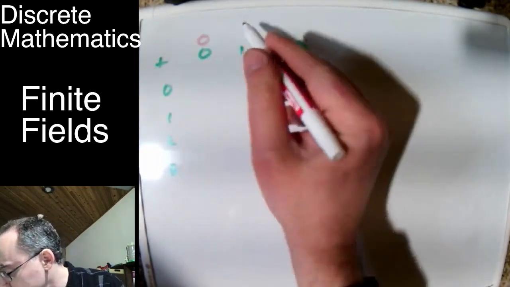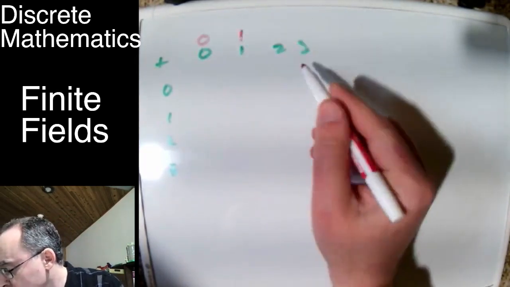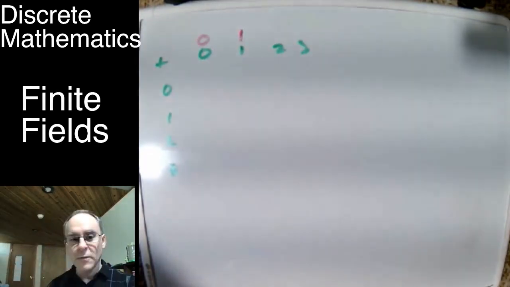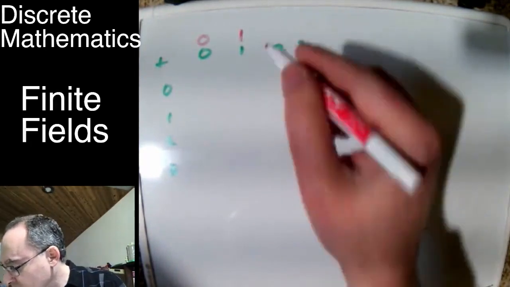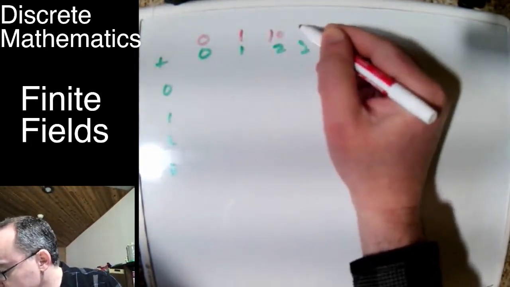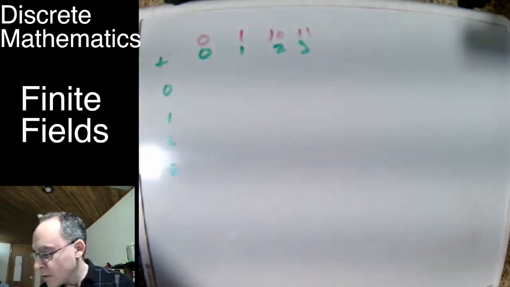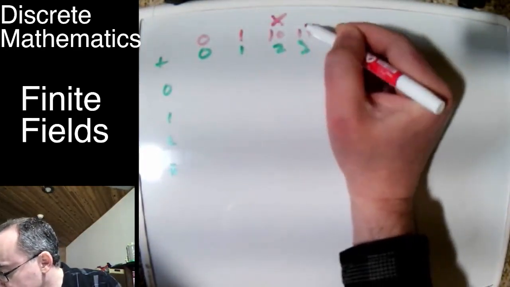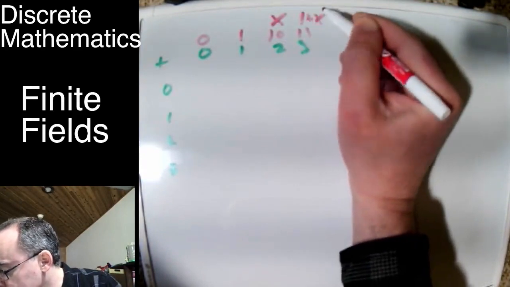So 0 is still 0. This I think is 1. But then here I think of 2 as my next digit. So I can write that in binary as 1, 0, and this is 1, 1. Or another way I think of this is, I think of this as x, and then this is 1 plus x.